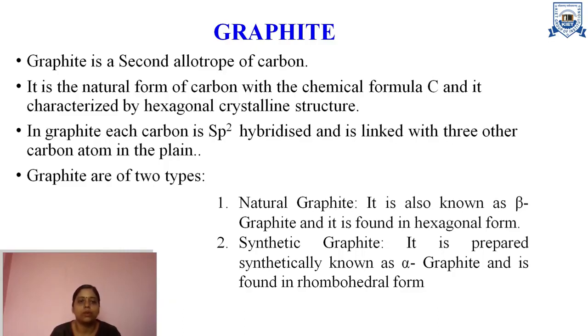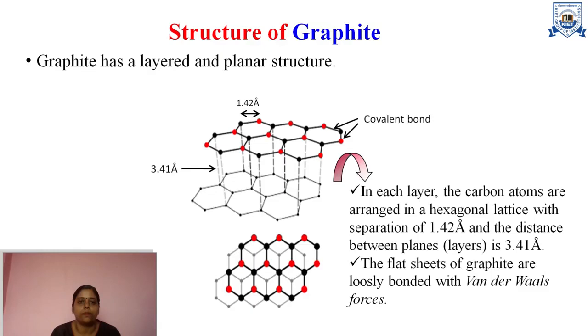Graphite is of two types: natural graphite and synthetic graphite. Natural graphite is also known as beta graphite. It is found in hexagonal form. Synthetic graphite is prepared synthetically and known as alpha graphite. It is found in rhombohedral form.